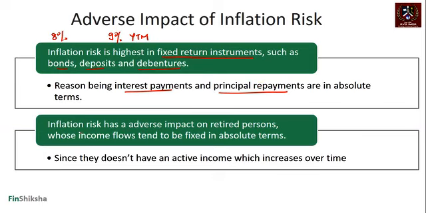The second is it has an adverse impact on retired persons. People who have retired, their income flows tend to be fixed in absolute terms. So the pension annuity is kind of fixed, right? There's no active income. So till the time you're earning, the income increases, right? Income increases till the time you are earning, till retirement. Once you retire, then the pension gets fixed, your annuity is fixed, you will receive a fixed amount every year, and that's going to create an adverse impact in terms of inflation, right?